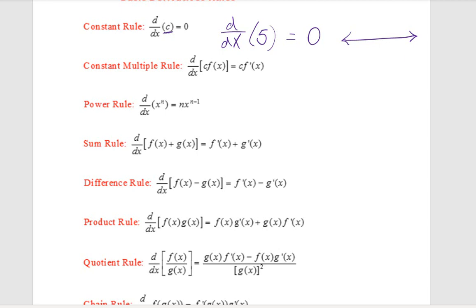Now, if you're multiplying a function by a constant, then that constant's just going to stay out in front, and then you're going to take the derivative of the function and multiply them together. I'll show you what that means in the next rule.